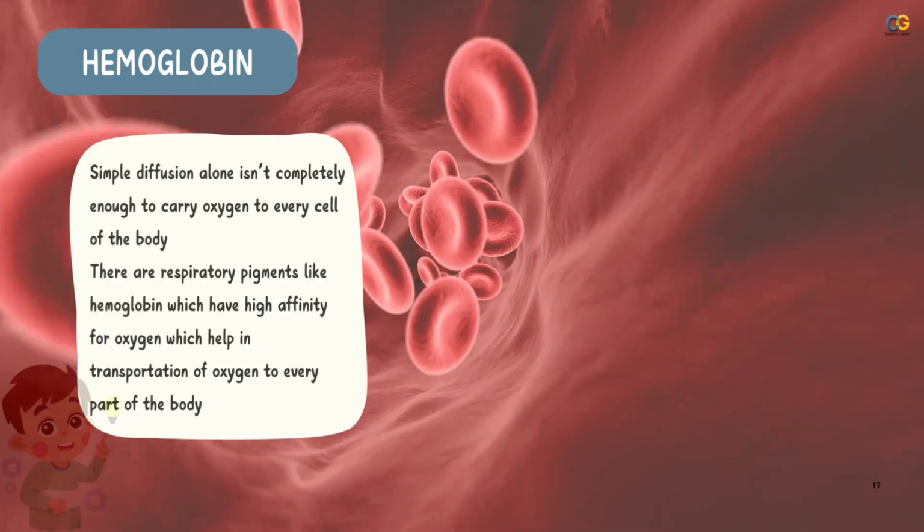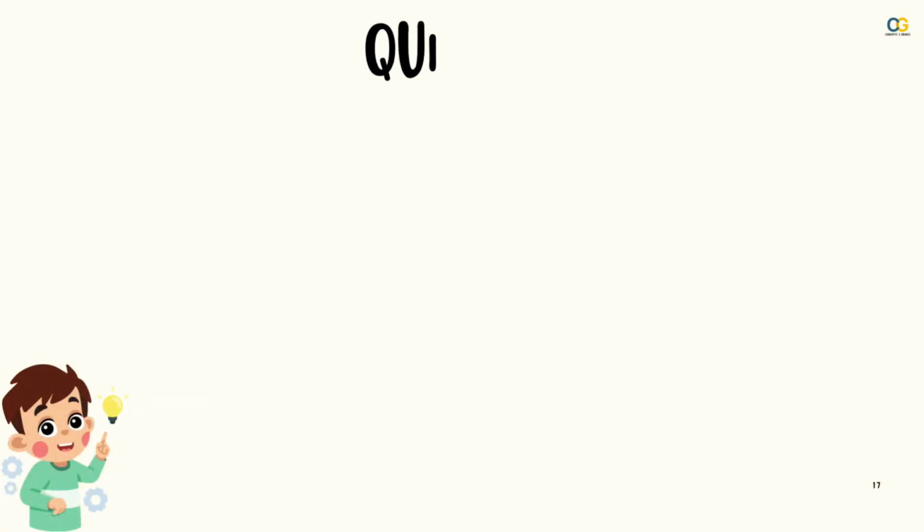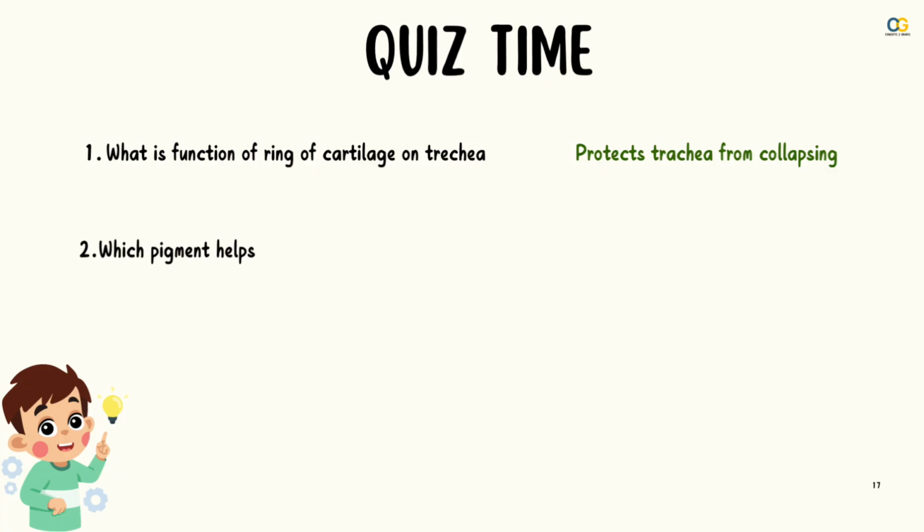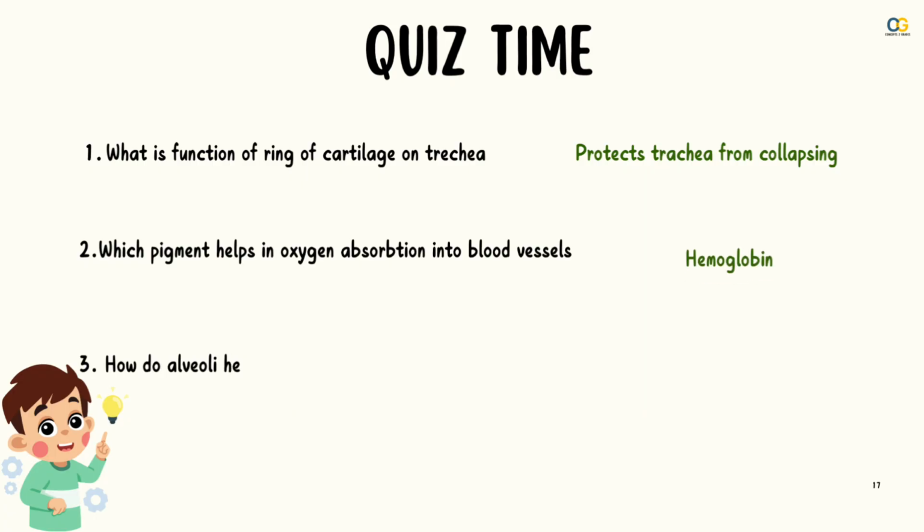Now that we have understood how respiration takes place, let us try and answer a quiz to see how much we have learned. First question. What is the function of rings of cartilage on the trachea? Right, it protects the trachea from collapsing. Second, which pigment helps in oxygen absorption into the blood vessels? Right, hemoglobin. Third question, how do alveoli help in oxygen transfer?